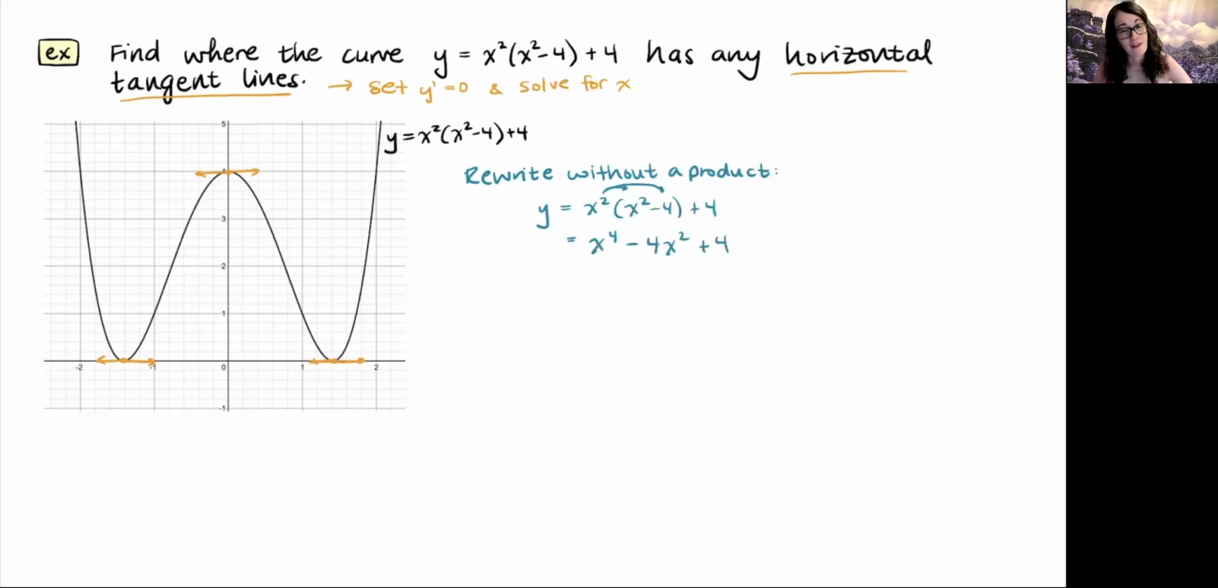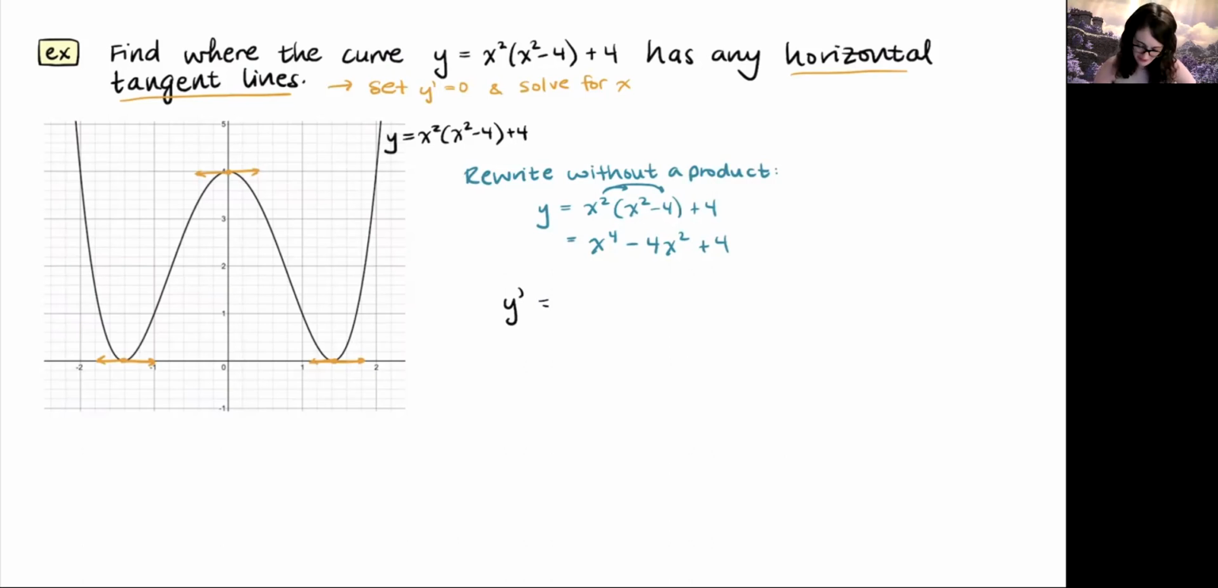Okay, now we have a polynomial, or at least, it now looks like a standard polynomial. So now we can find the derivative. Now we can differentiate this. X to the 4th, well, why don't you go ahead and find the derivative of this. Pause this. Make sure that you can differentiate something like this.